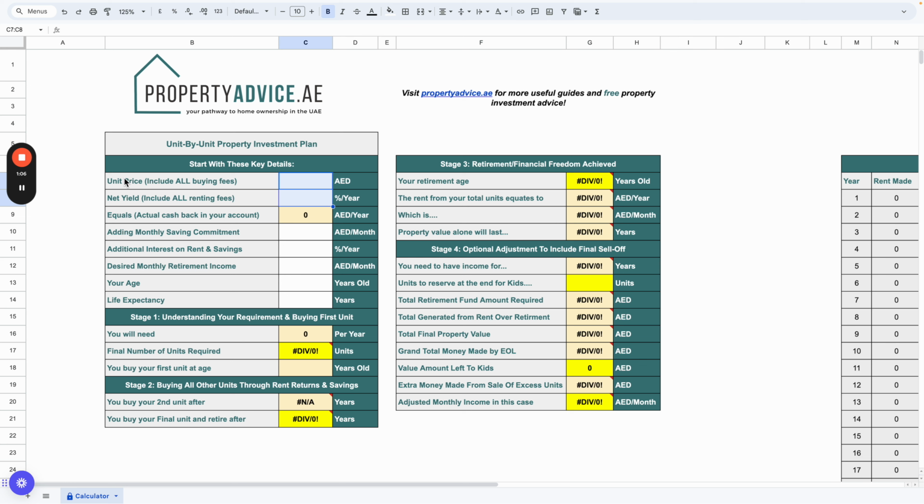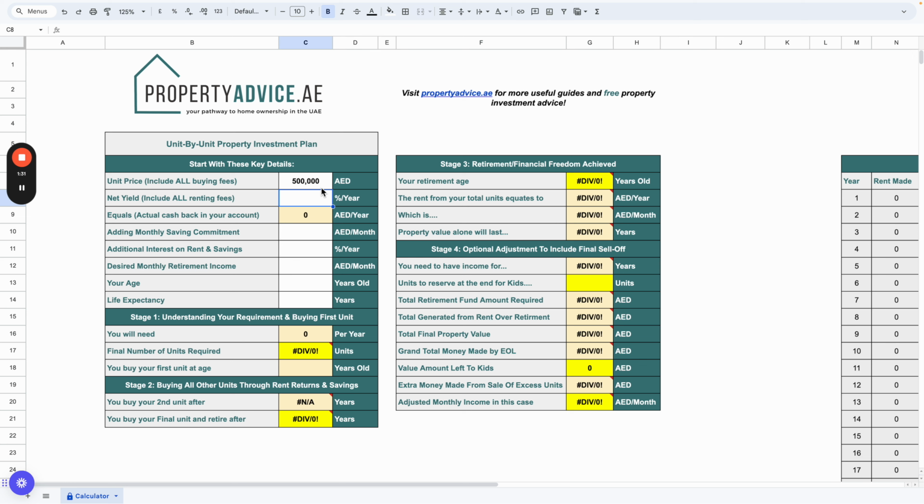So the unit price, now as mentioned in the previous video, we want to stick to smaller units, but a number of them. There's a few reasons why, and I'll explain that a bit as we go as well. But we are going to assume first that we can buy a unit, including all of the buying fees, for around 500,000 dirhams in today's money. That would be a studio apartment, for example.